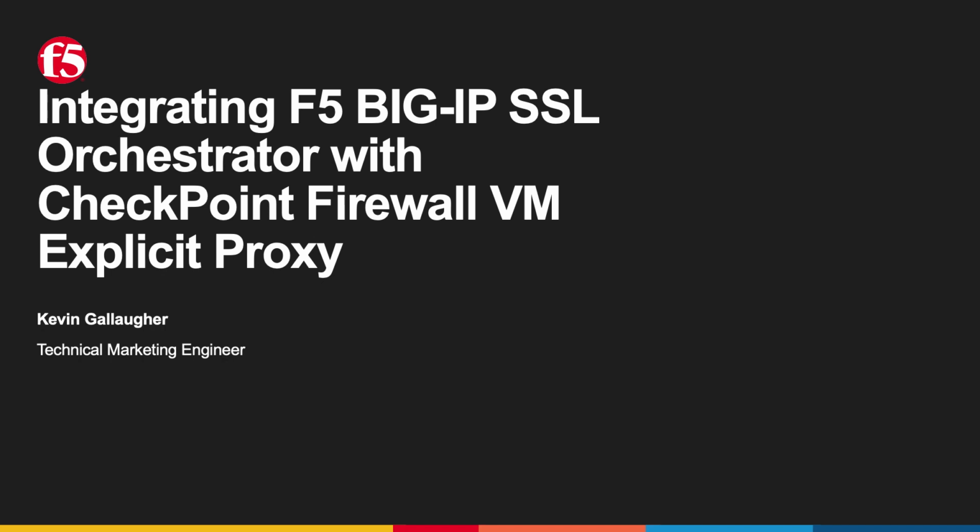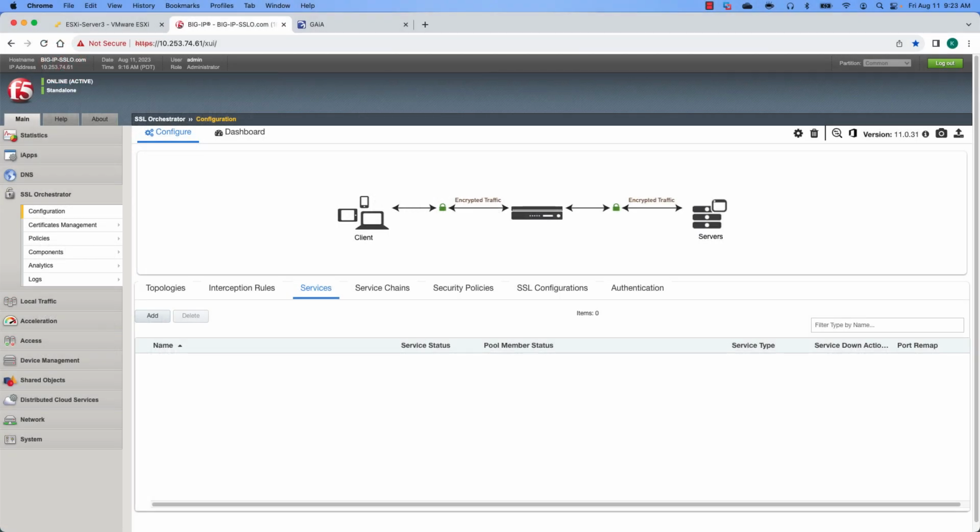Hi, I'm Kevin Gallagher, Technical Marketing Engineer for F5, and I'd like to show you how to integrate BIG-IP SSL Orchestrator with a Check Point Firewall virtual machine as an explicit proxy. The versions tested in this are F5 BIG-IP version 17.1, SSL Orchestrator version 11, Check Point Gaia version R81.20, and Check Point Smart Console version 81.20.